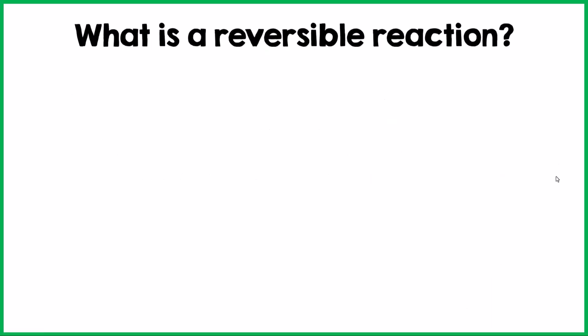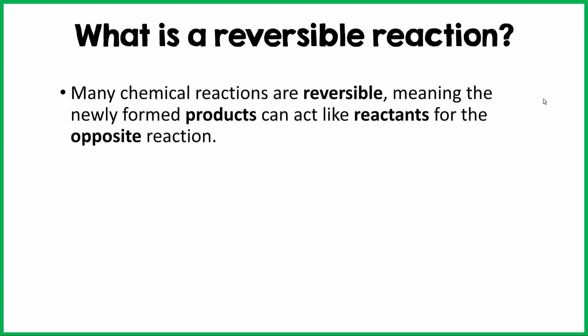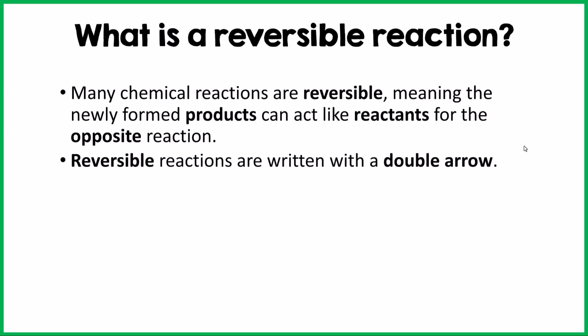So far, we've been talking about chemical reactions occurring in one direction, but that's actually not usually the case. Most reactions can occur in two directions, and we call that a reversible reaction. So many chemical reactions are reversible, meaning the newly formed products can act like reactants for the opposite reaction. Reversible reactions are written with a double arrow.